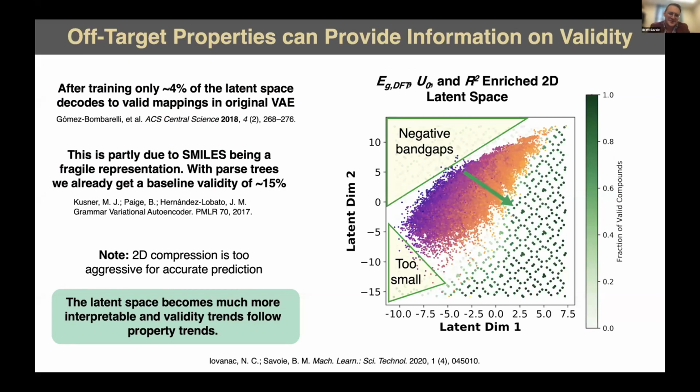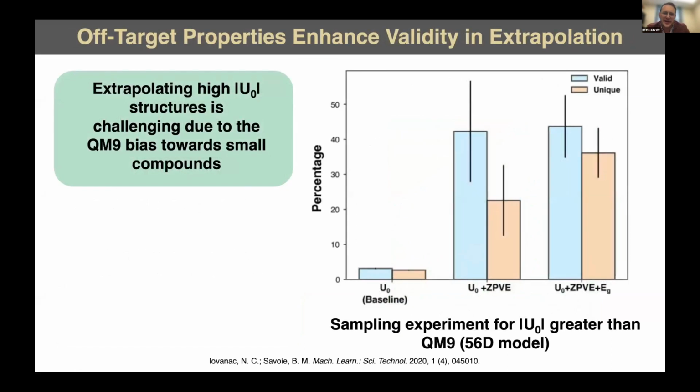What's a realistic chemistry? So what if we go back to an actual prediction task that we care about? We're training these on QM9, which is small molecules. So we're actually trying to sample in an extrapolative regime of high absolute internal energy. That means we're actually sampling large molecules, above what's represented in the training data. So this is a really challenging extrapolation problem.